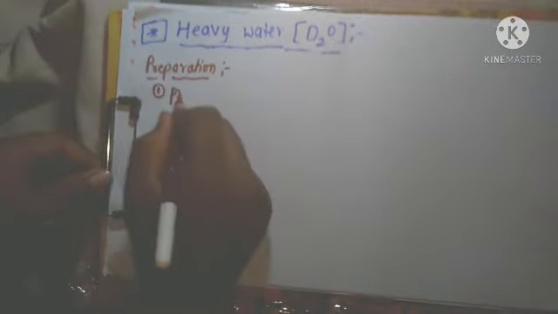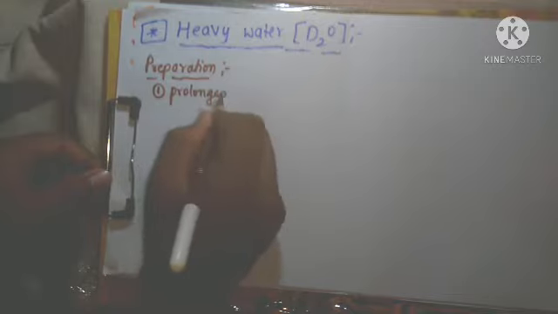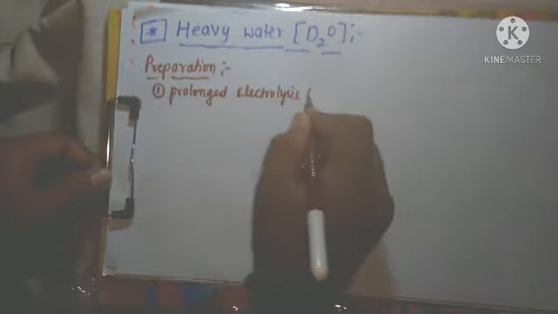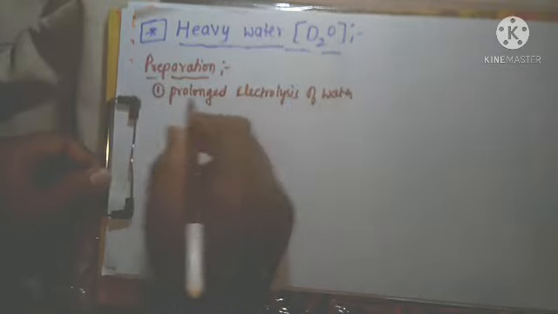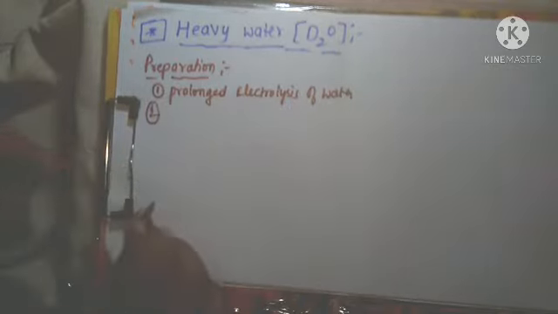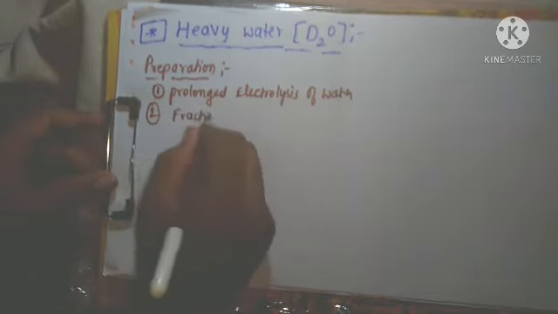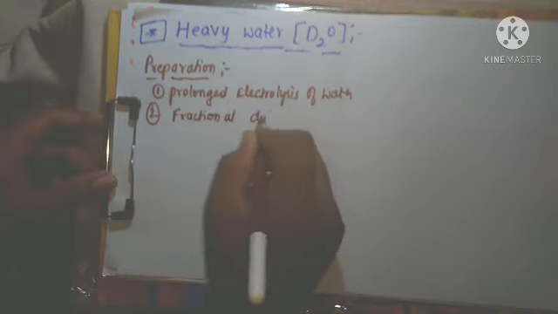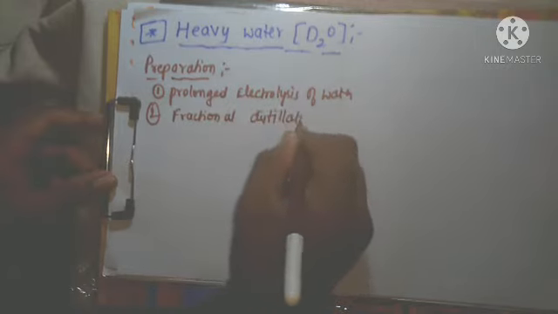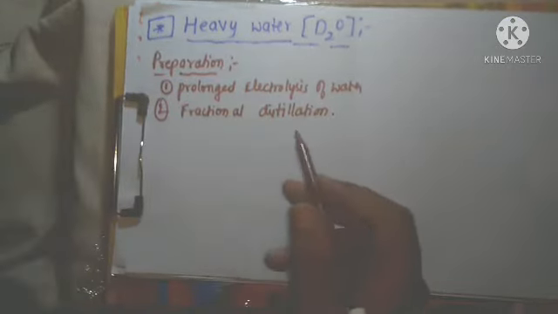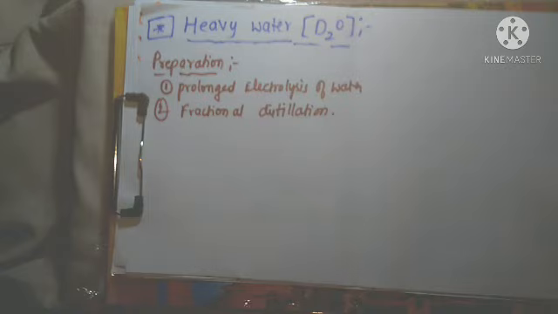The first method is prolonged electrolysis of water. The second one is fractional distillation. Already you have studied fractional distillation, some basic principles and techniques in organic chemistry. In this way also you can prepare the heavy water or deuterated water.